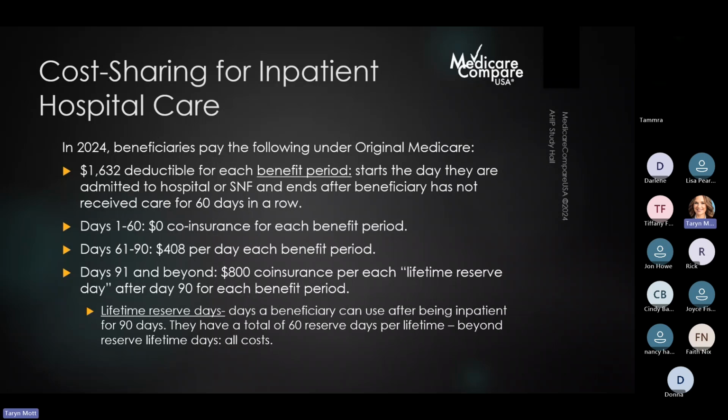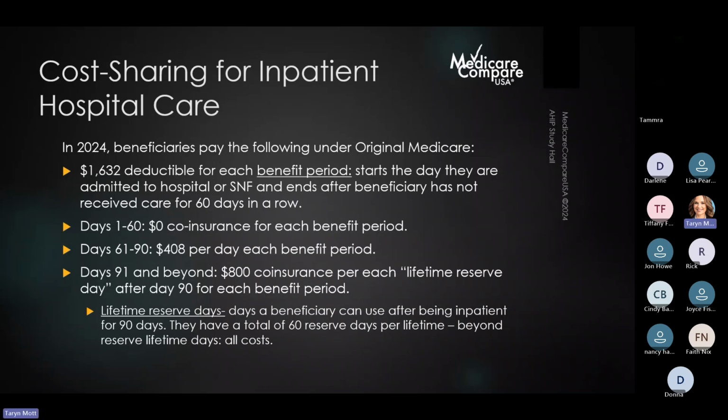So days 1 through 60, $0 coinsurance for each benefit period. Days 61 through 90, they will pay $408 per day each benefit period. So let me clear that up a little bit for the newer people on here.